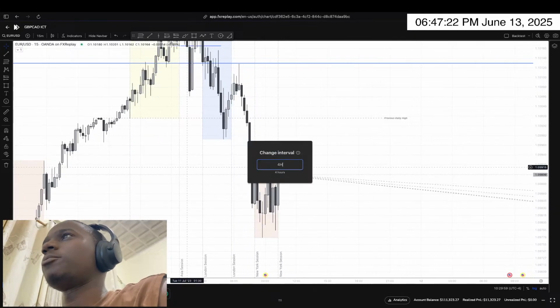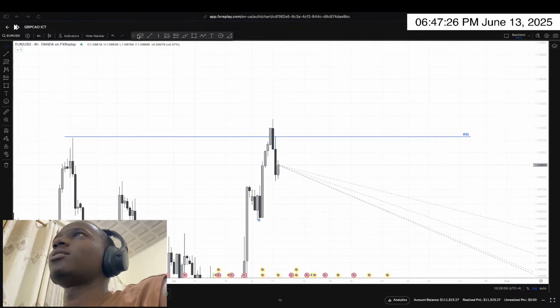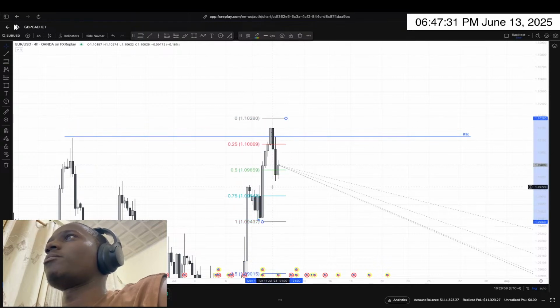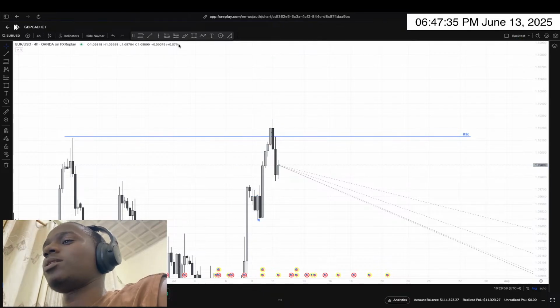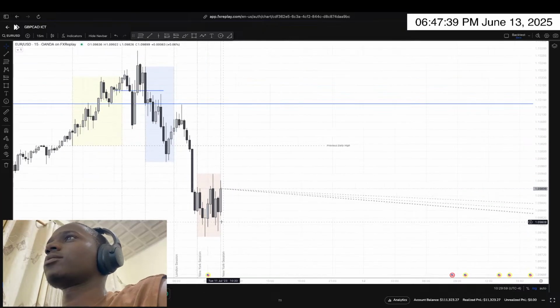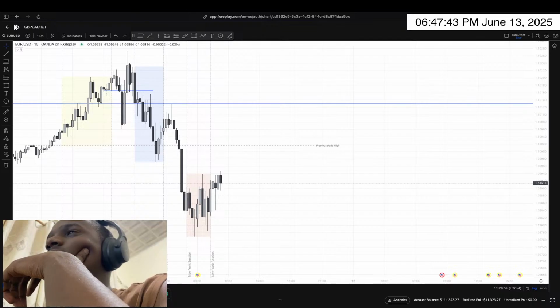Which means we might be rebalancing a move from yesterday or the day before, because when we put our fib from this low to this high, you can see that we are rebalancing and we are already in equilibrium. So when I go back to the 15 minute, you can see how it is consolidating, not creating any clear moves.